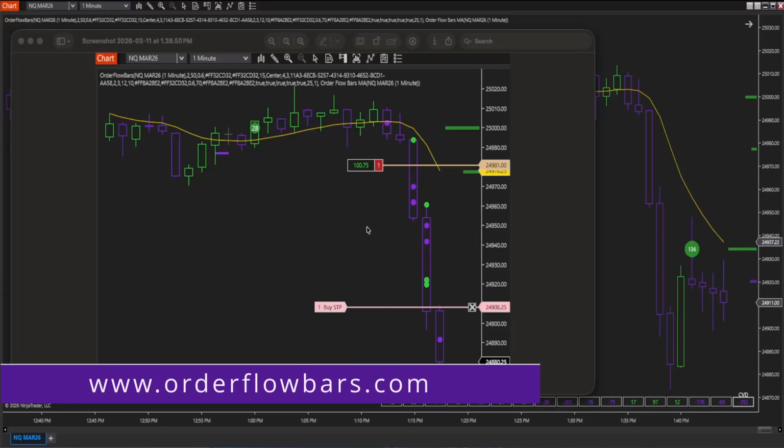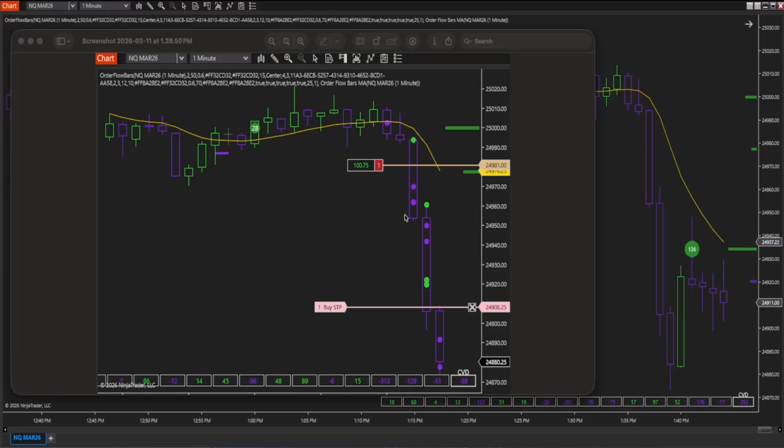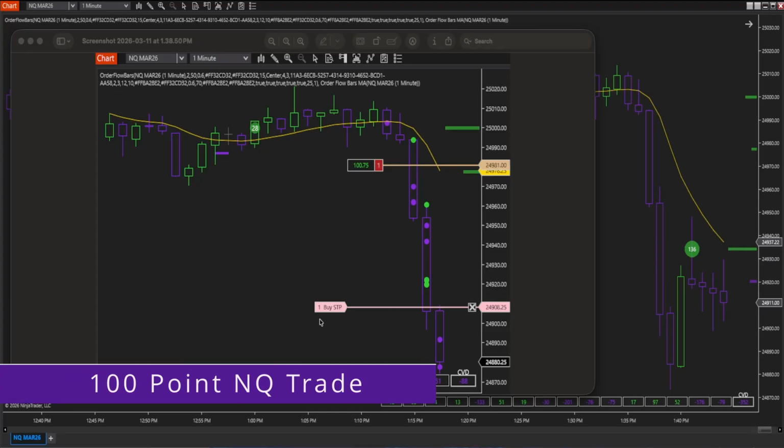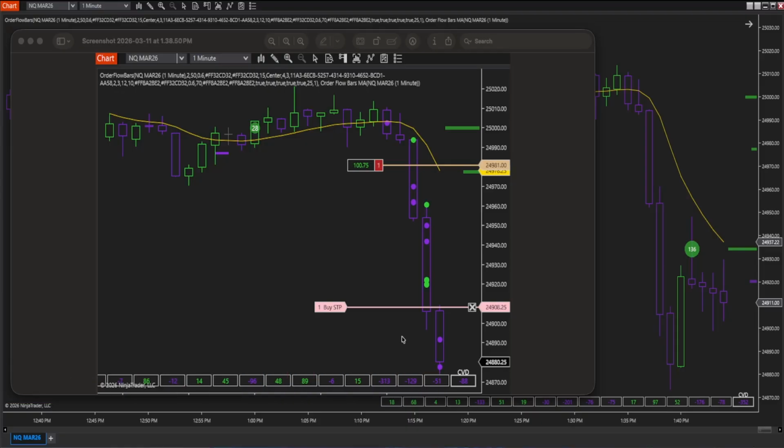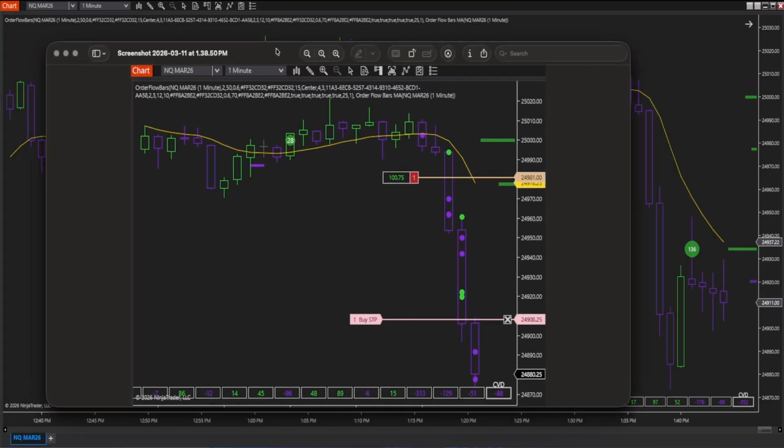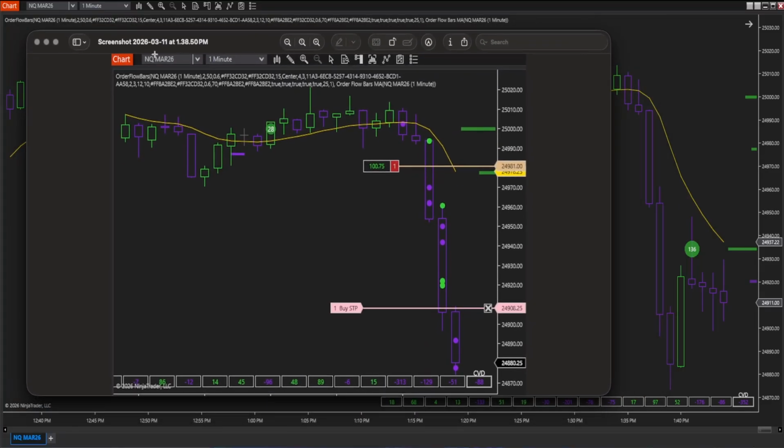This is a screenshot of a trade that I executed this afternoon, and it's like a 100-point trade. I was trailing it down, and I roughly got about 100 points. But I just wanted to go over why I took the trade. But this is the screenshot right here. As you can see, it happened on 2026 3/11 at 1:38 and 50 seconds. That's the screenshot that I took, and I was trailing it down.